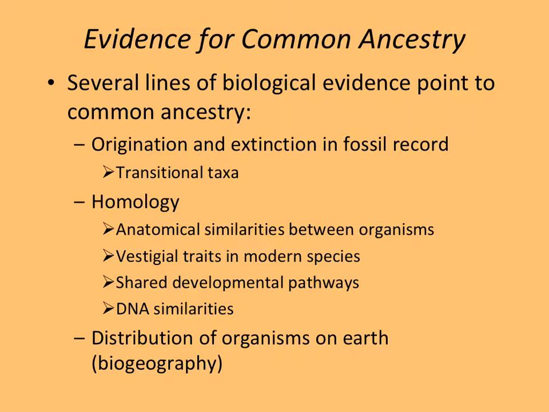Origination and extinction in the fossil record. So if you see a taxa, and then all of a sudden it's not there anymore, or a new taxa originates at a certain point in the fossil record. And remember, the fossil record is a record of deposition of fossils over time, from very old to much more recent. So when you have origination and extinction in the fossil record, oftentimes you'll have transitional taxa. In other words, taxa that show transitional forms from one form to another.